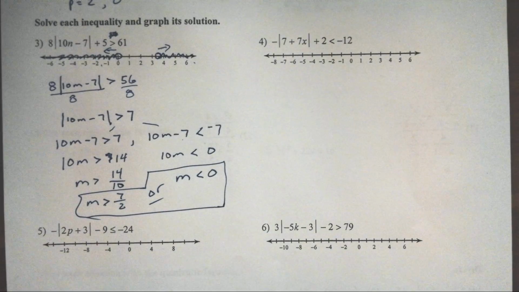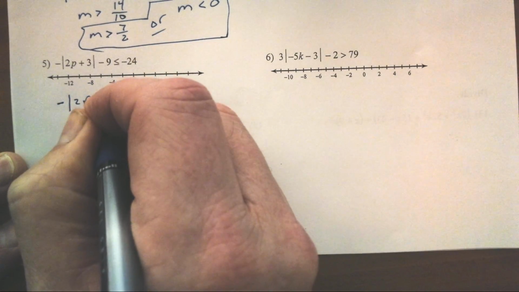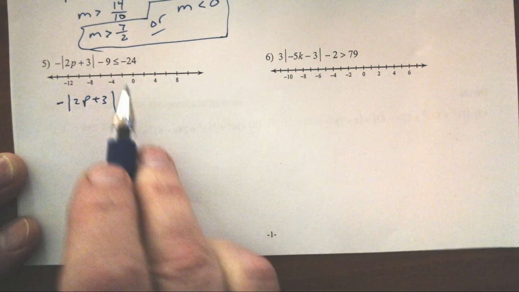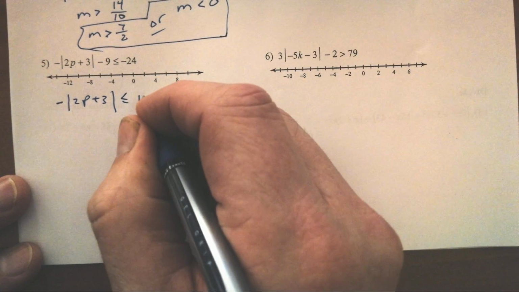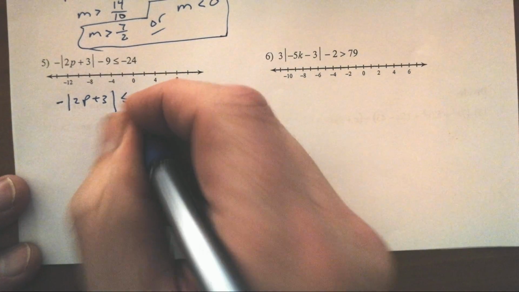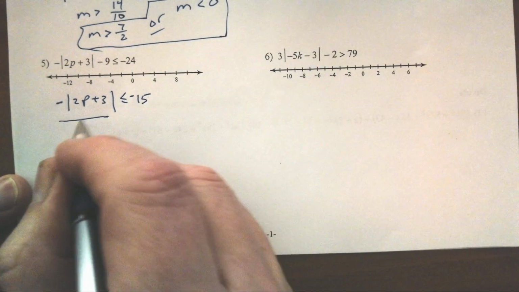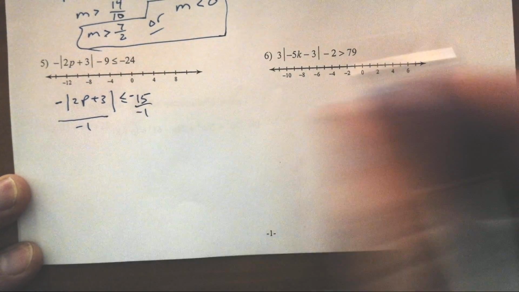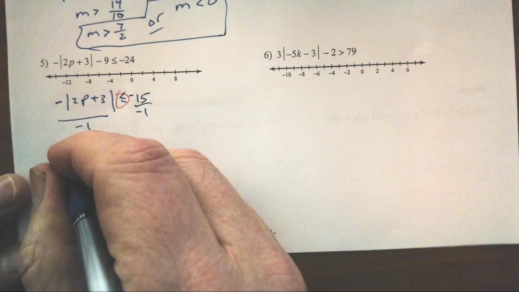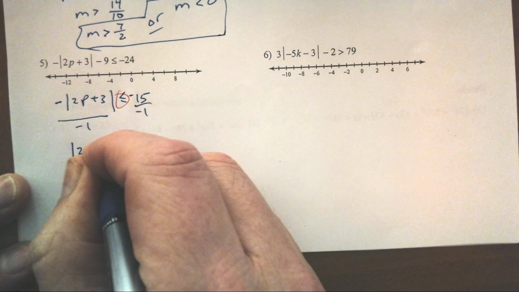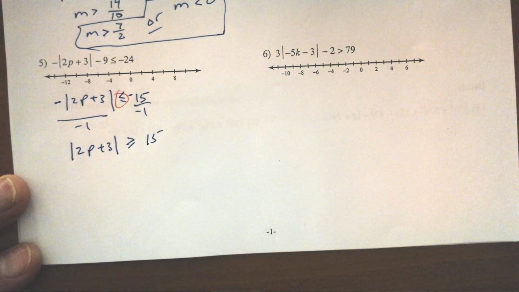Okay, let's take a look at 5 at maybe a little quicker pace. So negative absolute value 2p plus 3. Add 9 to both sides. It stays less than or equal to. Add 9 to negative 24, and I get negative 15. Then I need to divide both sides by this negative 1. When you multiply or divide both sides by a negative, the sign changes. So I get absolute value 2p plus 3 is greater than or equal to positive 15.